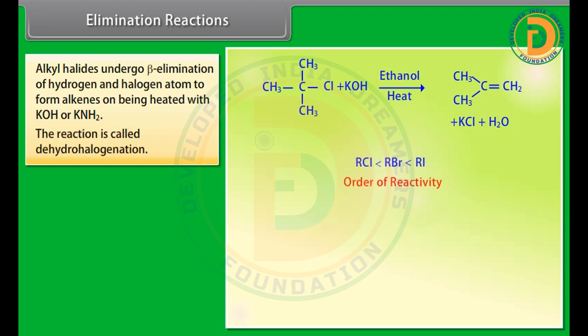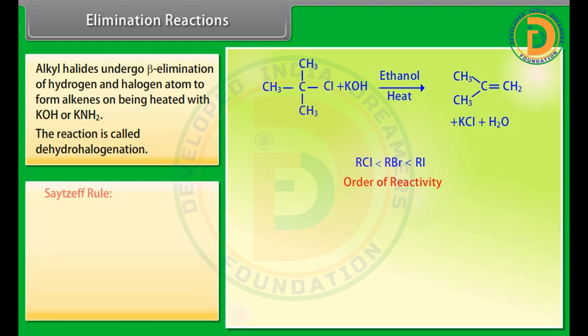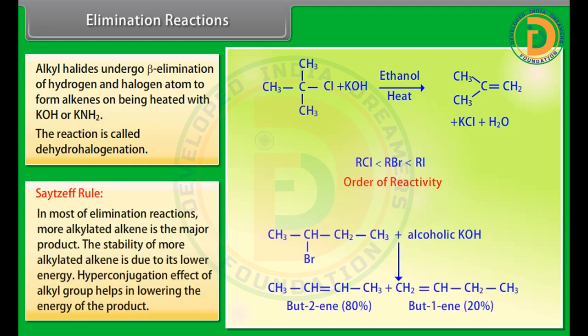The reaction is called dehydrohalogenation. Saytzeff rule. In most elimination reactions, the more alkylated alkene is the major product. The stability of the more alkylated alkene is due to its lower energy. The hyperconjugation effect of alkyl groups helps in lowering the energy of the product.